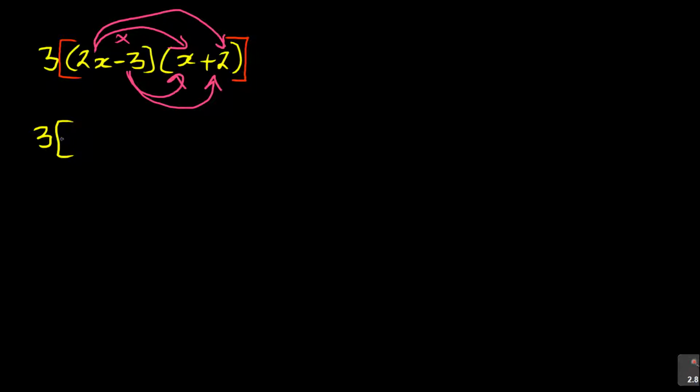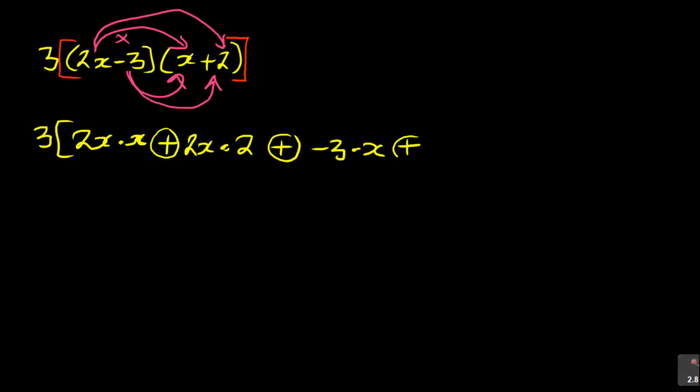Now you're saying 2x times x, I'm just making it long, and then always put a plus, 2x times 2. I said always put a plus when you're multiplying, and then again plus, minus 3 times x. Again, always put a plus. I'm circling those plus signs so that you remember them. Minus 3 times 2. You see? And then that is that. Then you continue with your 3.